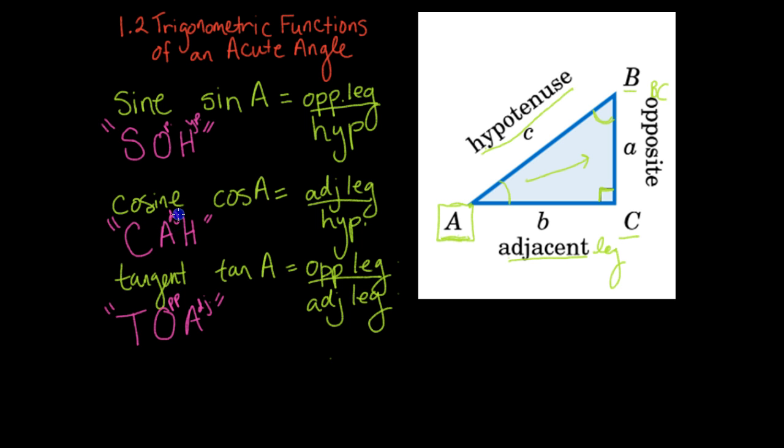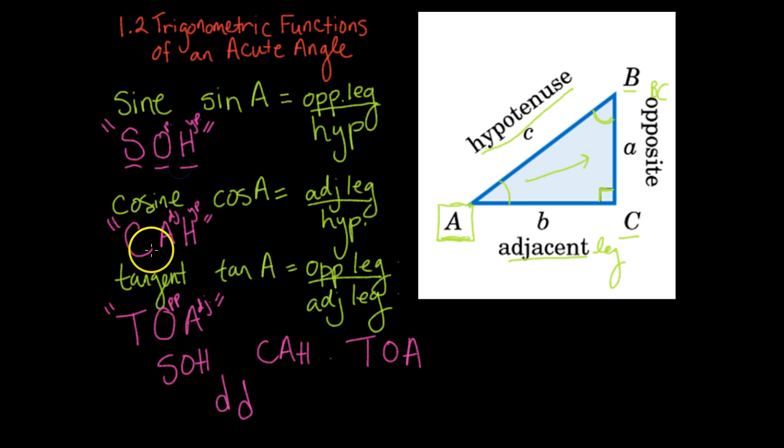And I'll write that in. That's adjacent over hypotenuse. And you can sing a song. It's SOHCAHTOA. This is what my geometry teacher sang for me back in high school. SOHCAHTOA, SOHCAHTOA. You get it? Is it a good song? Okay, so that's just a way to remember the ratios. So remember, sine is opposite over hypotenuse, cosine is adjacent leg over hypotenuse, and tangent is opposite over the adjacent.